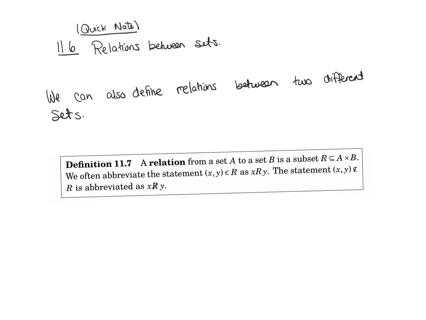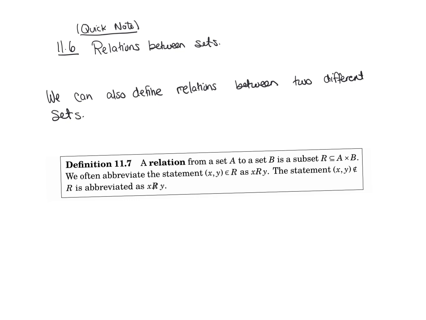Okay, I do want to make a quick note about section 11.6. So in our discussion of relations so far, we've always talked about relations from one set to itself, but we can also have relations between two different sets. And that's going to be helpful to sort of think about those relations and generalize this relation definition when we go and talk about functions. So we're going to define functions as special relations on two different sets.